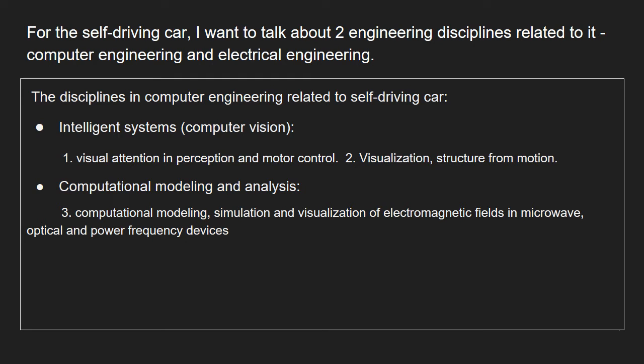For self-driving cars, I want to talk about two engineering disciplines related to it. The first is computer engineering. There are many disciplines related to computer engineering. The first one is intelligent systems. It's about computer vision, visual attention in perception and motor control. The second one is visualization, structure from motion. And the third one is computation modeling and analysis.